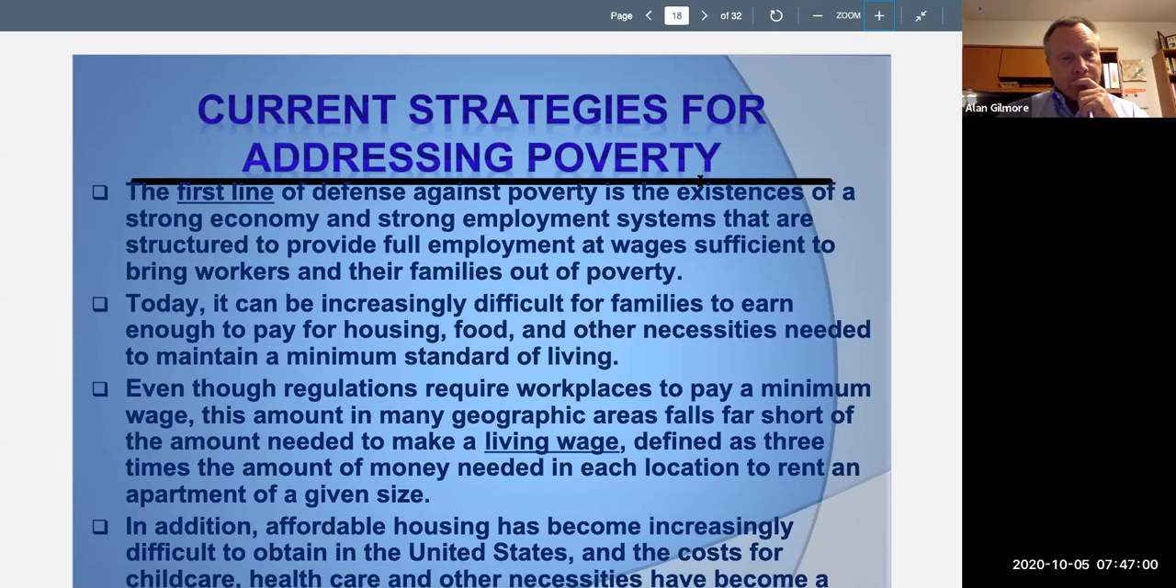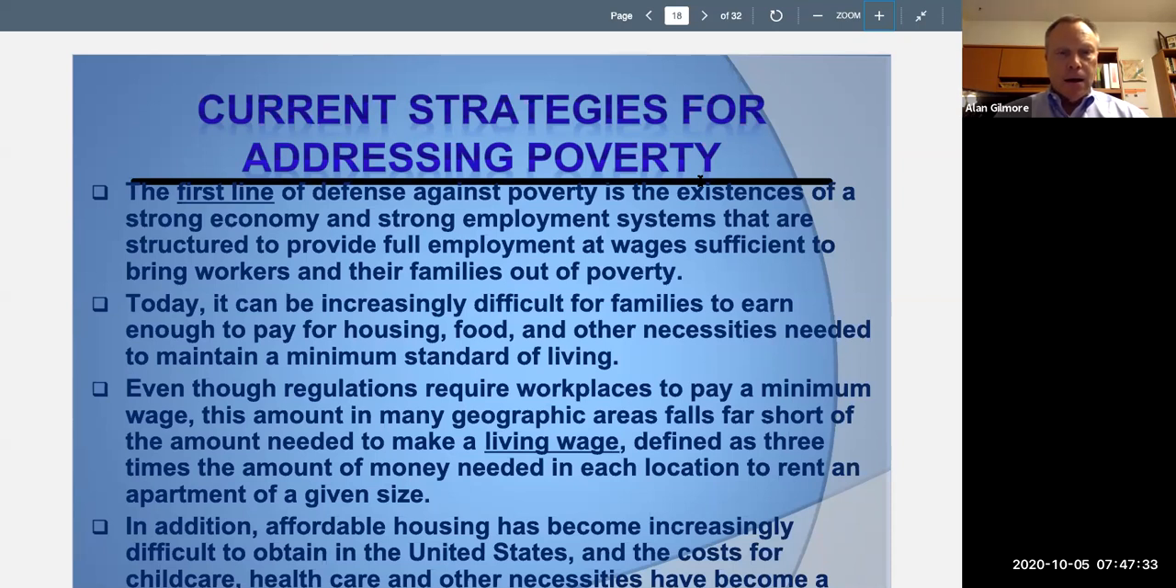And a living wage is defined as 3 times the amount of money needed in each location to rent an apartment of a given size. So a living wage for a family of 1 is very different than a living wage for a family of 4. And a living wage in Denver, Colorado is very different than maybe a living wage in Fresno, California.